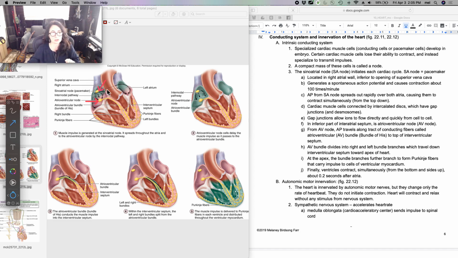I'll show you an animation in just a second. So it spreads through the atria, top to bottom, and then the atria will contract top to bottom, which is fantastic, of course, because the valves and the ventricles are below the atria. So we want to push the last little bit of blood in from the atrium to the ventricles.